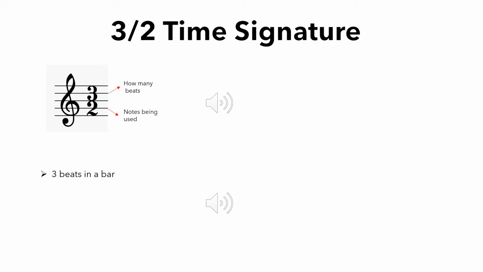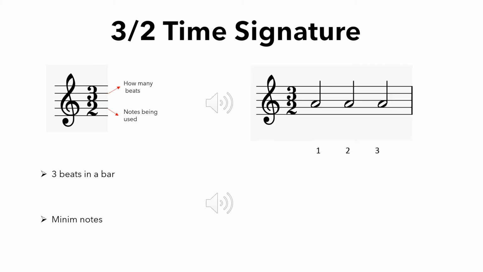The last time signature we're going to look at is 3-2. The top number is how many beats are in a bar, and the bottom number is the type of notes they want us to use. Our top number is 3, which means there's 3 beats in a bar. Our bottom number is 2, which means we are using minim notes. So in each bar we need 3 minim notes. This is what it looks like. I've put the numbers 1 to 3 so we can count along, as there are 3 beats. This is what it sounds like.